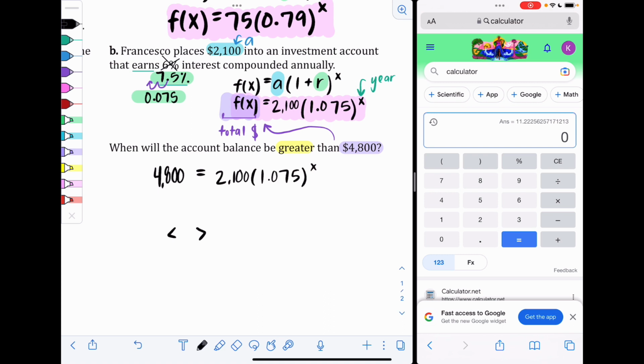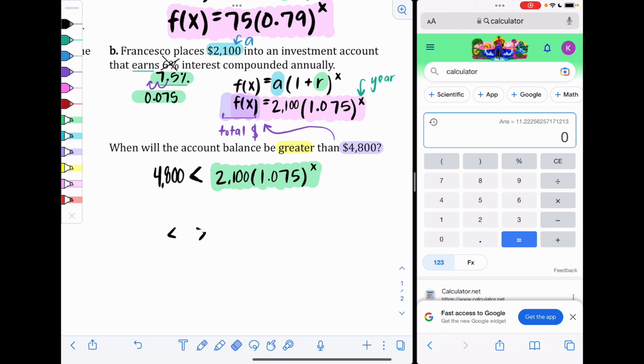And when we're deciding between the two, we have to figure out what side needs to be larger. So whatever this simplifies to after we put in the x is going to be how much is in his account. So if we put 1, it'll simplify to how much money is in the account after 1 year. If we put 2, it'll simplify to how much is in the account after 2 years. So that green section is actually the value of the account, and we need that value to be greater than 4,800. So we need the open side to go towards the right.